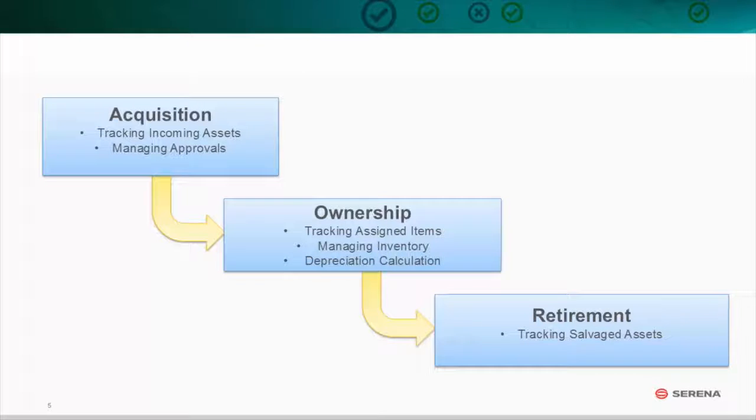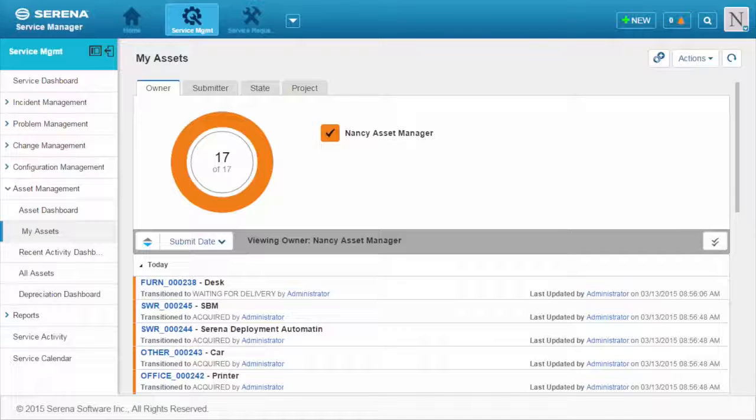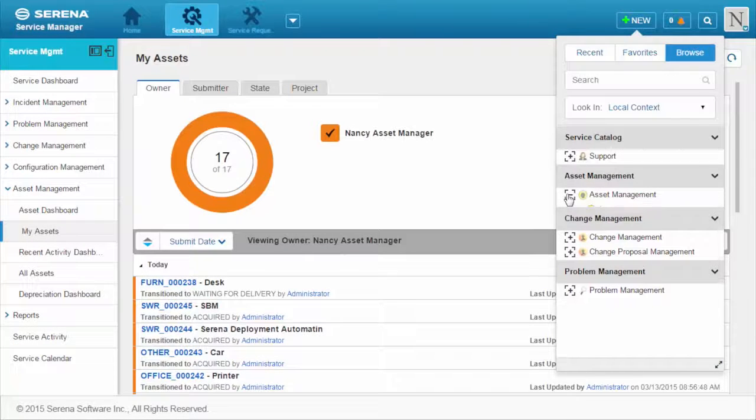Welcome to this brief overview of the Asset Management Process app available beginning with Serena Service Manager 5.2. Asset management tracks the acquisition, ownership, and value of financial assets throughout their life cycle. This ITIL compliant process is fully integrated with the configuration management and the service request process apps included with Serena Service Manager. First, let's take a look at how financial assets are added to your system.